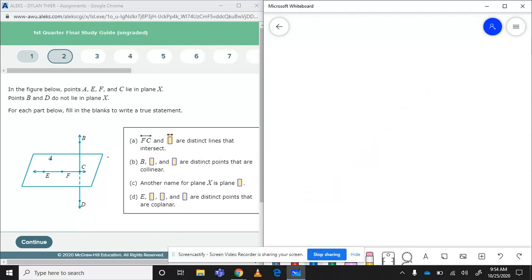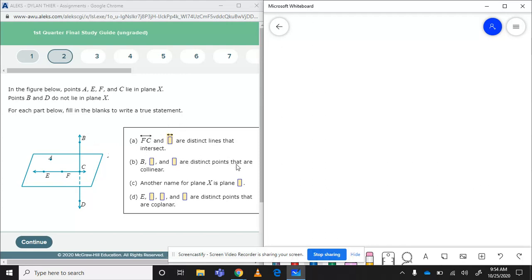Okay, so if FC is one of our lines, F to C, so this one going right to left, this one going up and down would be my other line. Now I could call that BC, I could call it CD, or I could call it DB. Any 2 points on that line will work.